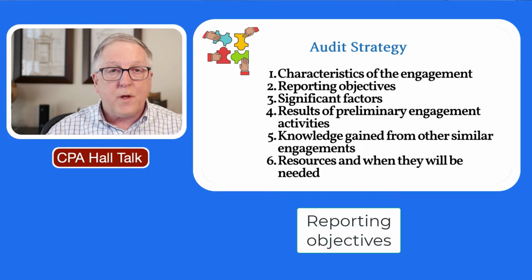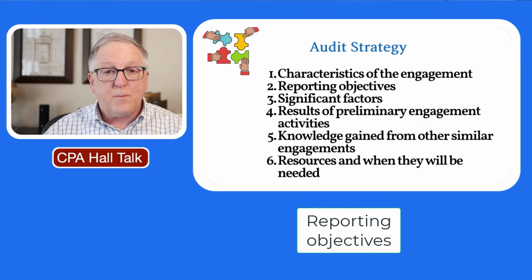Number two, reporting objectives. So we need to be thinking about the types of reports that we're going to issue. This will have a direct effect upon the engagement letter. We can't create the engagement letter without knowing what the reporting objectives are. So for example, if you've got a yellow book engagement, that's one of the reporting obligations, and it should be in the engagement letter. It should also be in the strategy part of the audit.